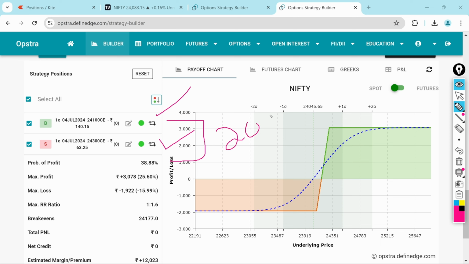You might be wondering, do we always need to maintain a 200 point difference? No, it's not like that. You can maintain a 100 point difference or 150 points difference or even 300 point difference. It is up to you. For our example, I have selected a 200 point difference.